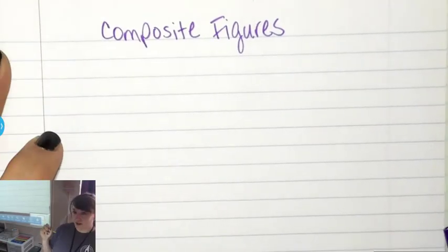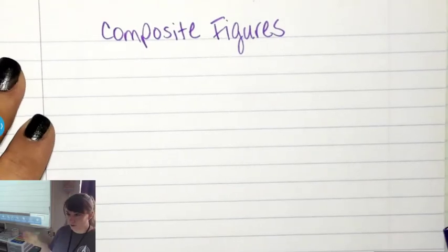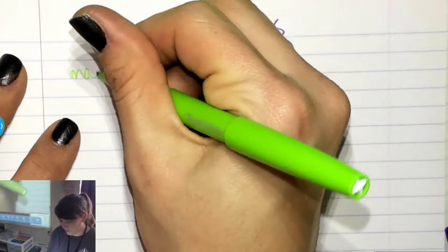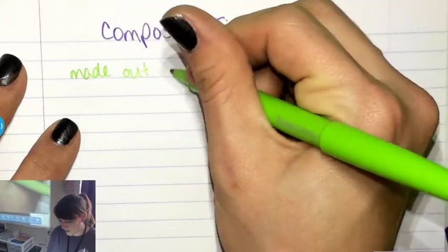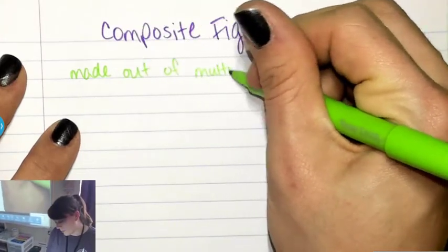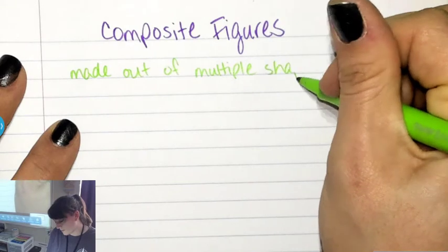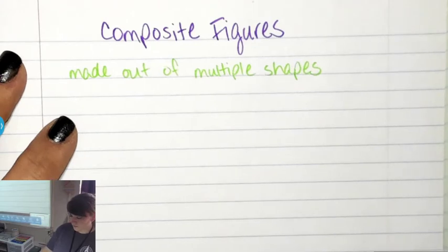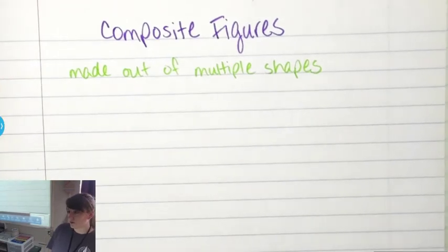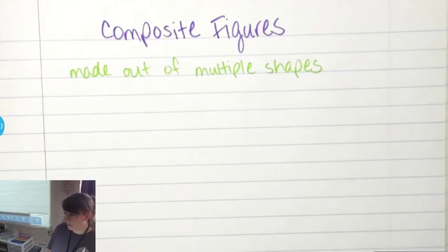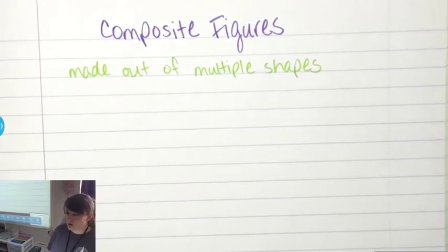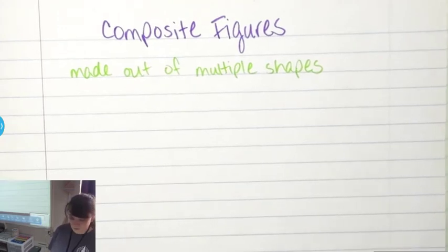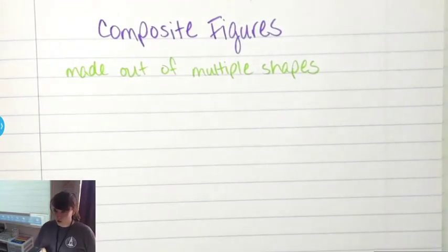A composite figure is made out of multiple shapes. And there's no limit: 2, 3, 4, 10. There's no rule. Generally in 7th grade, you probably won't have more than 3, maybe 4, but there's no rule. So, we're going to draw a composite shape.